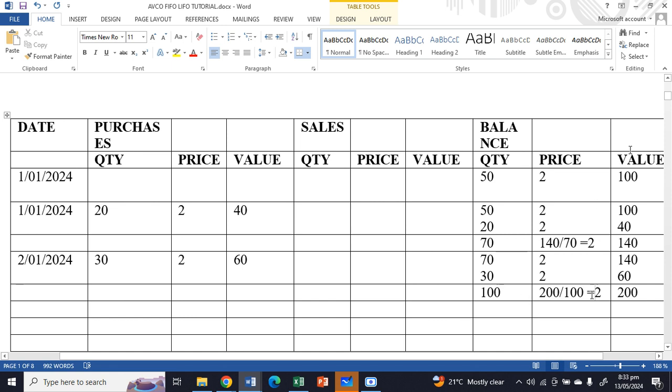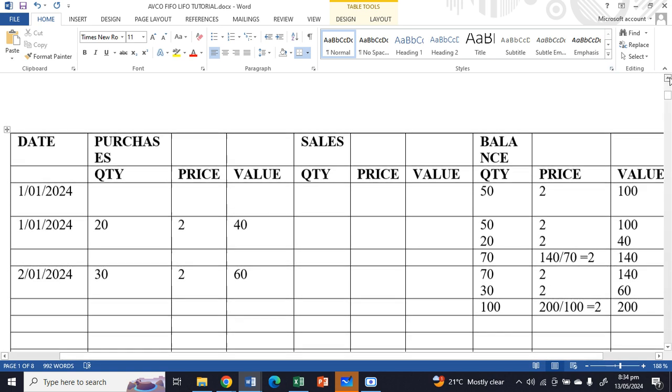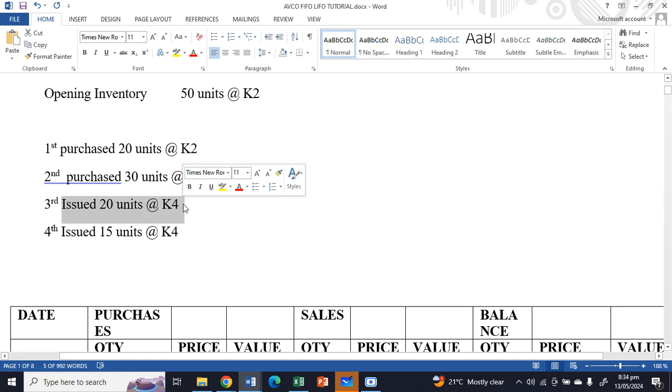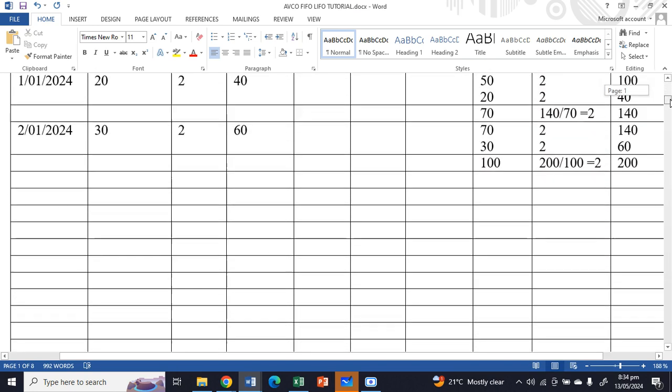Before I move further, any questions? Okay, we go to the next transaction where we have a sale. We've sold 20 units at 4 kwacha each. That's on the 3rd.